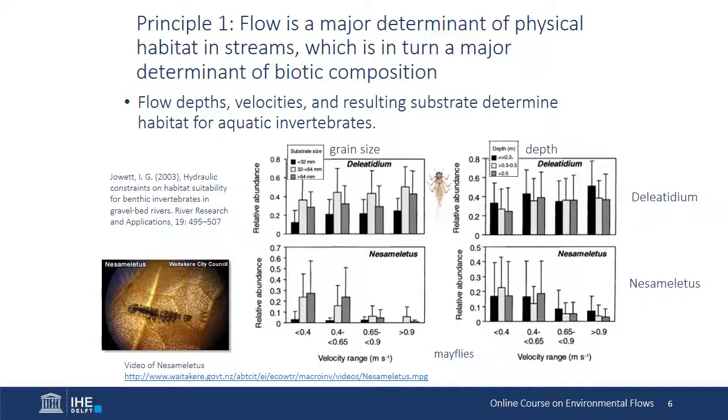Nesameletus shows a clear preference for lower velocities and larger substrate sizes, but no clear preference for depths. Deleatidium, in contrast, shows a slight preference for intermediate-sized substrate and no clear preferences for velocity or depth. It may therefore be considered a less sensitive species to changes in these variables, while Nesameletus is more sensitive.